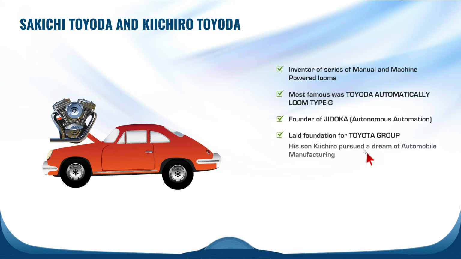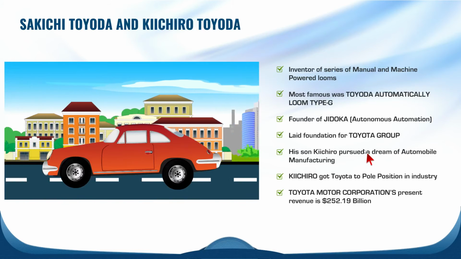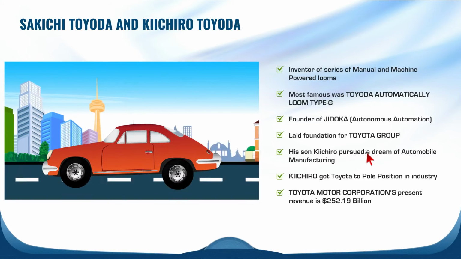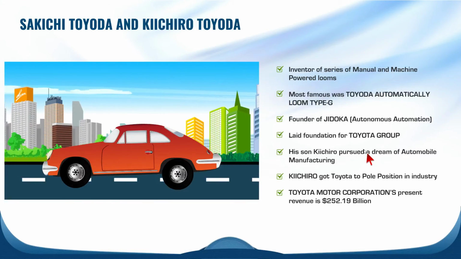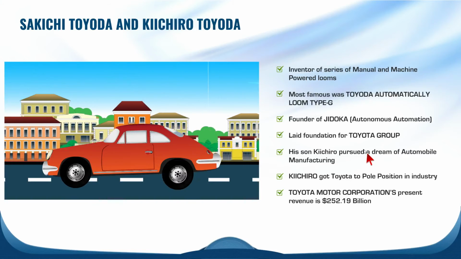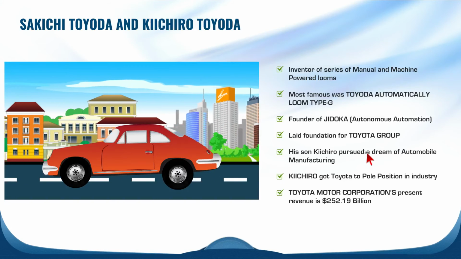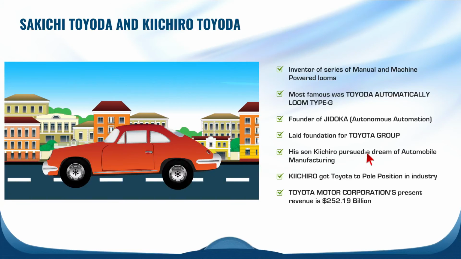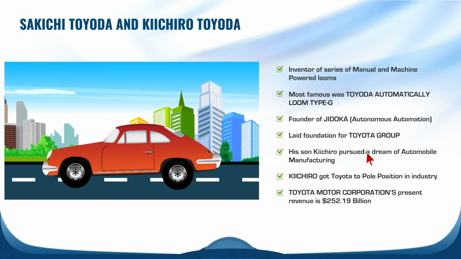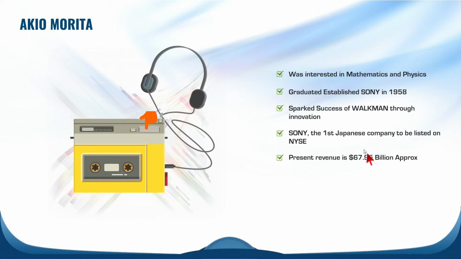Now come the Japanese, Sakichi Toyota and his son Kiichiro Toyota. Sakichi was the son of a poor carpenter, but his interest in revolutionizing the Japanese economy made him one of the greatest inventors, who invented the first automatic machine-powered loom. His son Kiichiro had an interest in automobiles and ended up establishing Toyota Motor Corporation, which is now the leading car manufacturer in the globe.